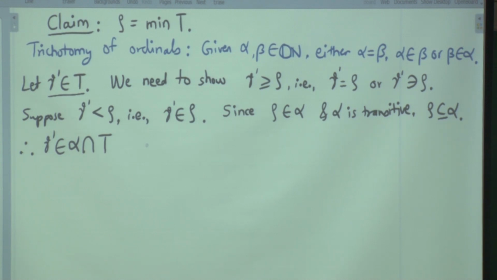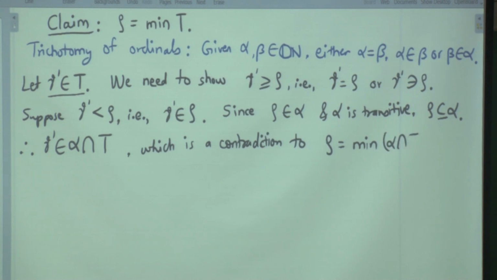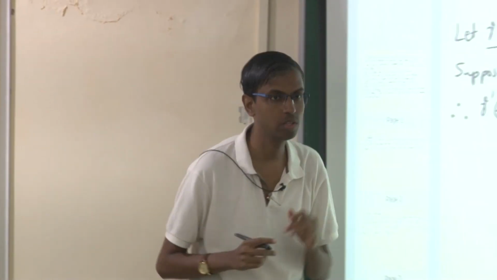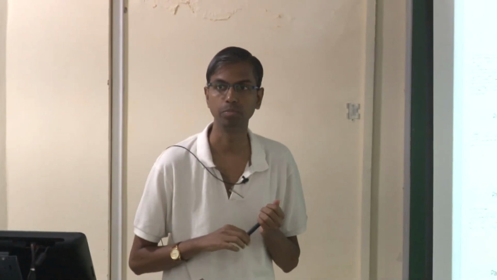Now, do you see the contradiction? Which is a contradiction? Rho is equal to the minimum of alpha intersection T. If gamma prime is strictly smaller than rho and it is in alpha intersection T, then our choice of minimum was wrong, and this completes the proof. So rho is actually the minimum of T.